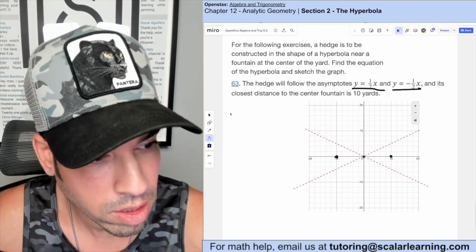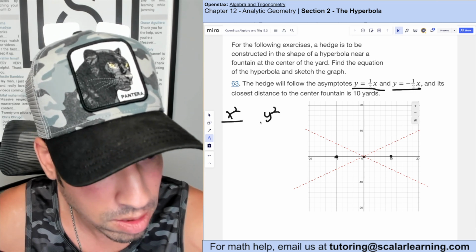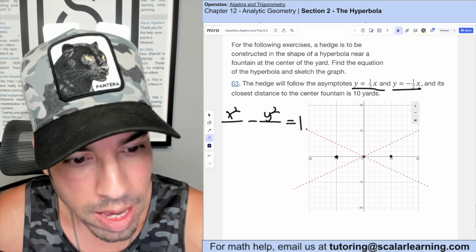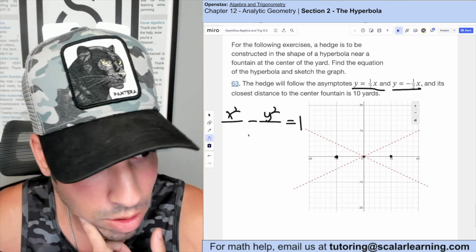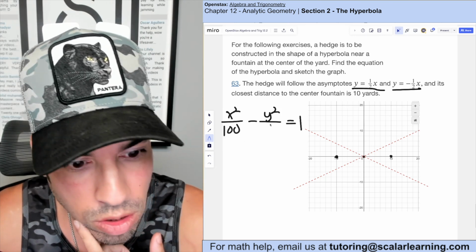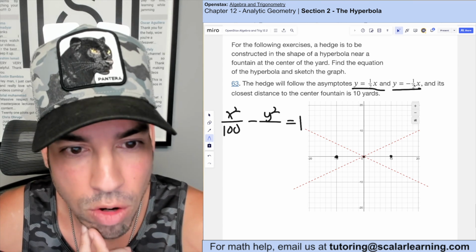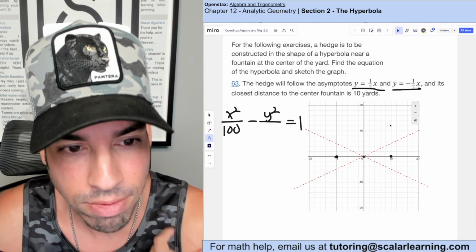So again, it's centered at 0, 0. So we got x squared and y squared on top like this and like this. And since we're going left, right, the x is in front. Now this distance is 10. That value therefore squared is under x as 100. So what goes under y squared, right? Well, I can look at the slope and I can see it's 1/2, rise of 1/2, okay?